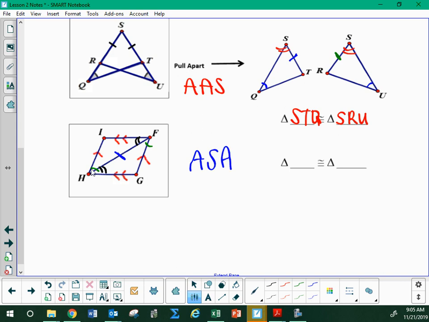Do be careful with the order of your letters. I'm going to go H-I-F. Okay. So H-I-F, I started with the one arc. I'm going to start with one arc over here. F-G-H. So you might have yours in a different order. That's perfectly fine. Check and see.